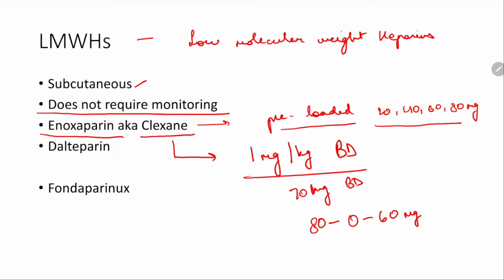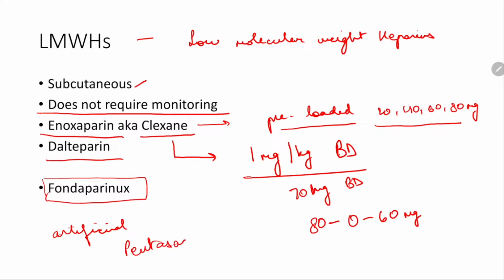Another low molecular weight heparin is dalteparin, which is commonly used. However, nowadays it's not much in practice. Another thing I want you to know is about this drug called Fondaparinux. So what is this? This is an artificial drug. It's actually a pentasaccharide. So this also is not exactly from the heparin molecule. However, it has the same actions where it inhibits the action of factor 10A and therefore inhibits coagulation.